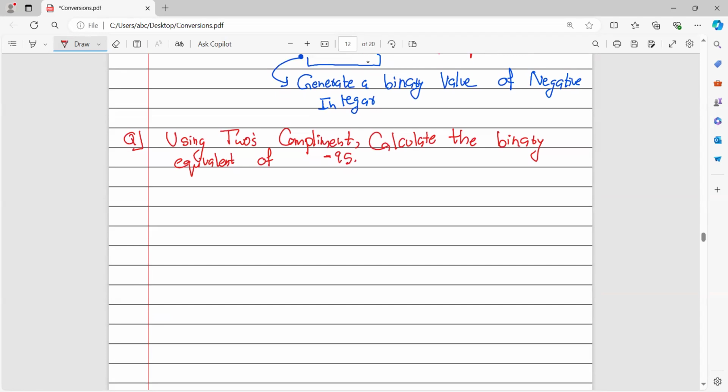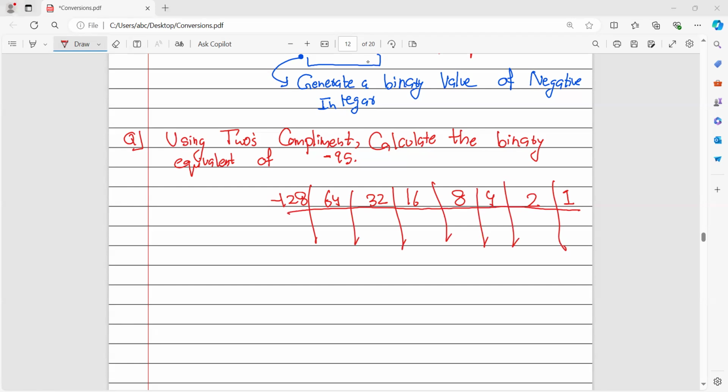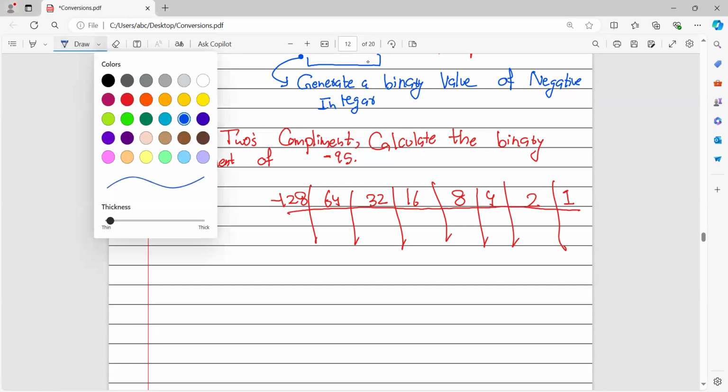You need to convert this minus 95 into the binary equivalent. So what you are going to do is take this series, that is 1, 2, 4, 8, 16, 32, 64, minus 128. This is the method for your 2's complement. And now what I need to generate here is minus 95. So for generating minus 95, the first thing you need to have into your answer.